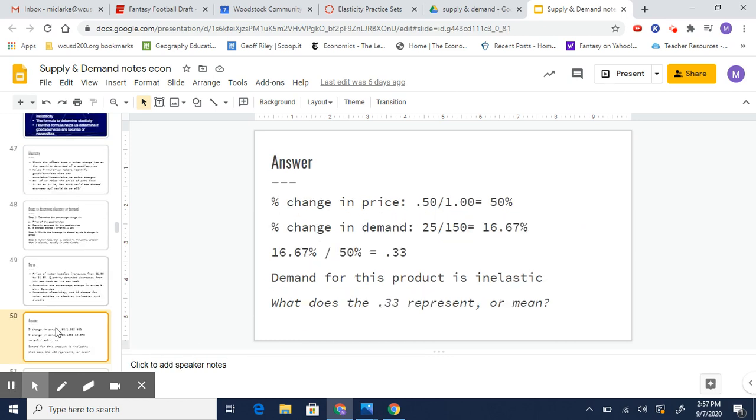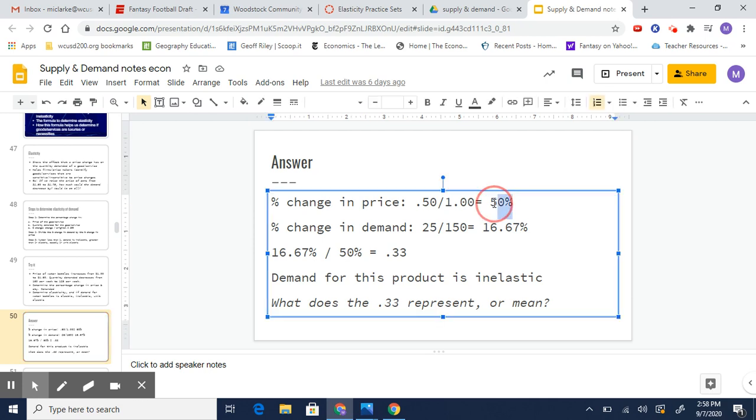Okay, so if you did the math correctly, here's your work. The percentage change in price. Price went up by 50 cents, so that's your change, 0.50, divided by the original price of $1, 0.5, divided by 1, 50%. So the percentage change in the price of Aquafina water bottles was 50%. That's pretty high. Then we got to find the percentage change in demand.